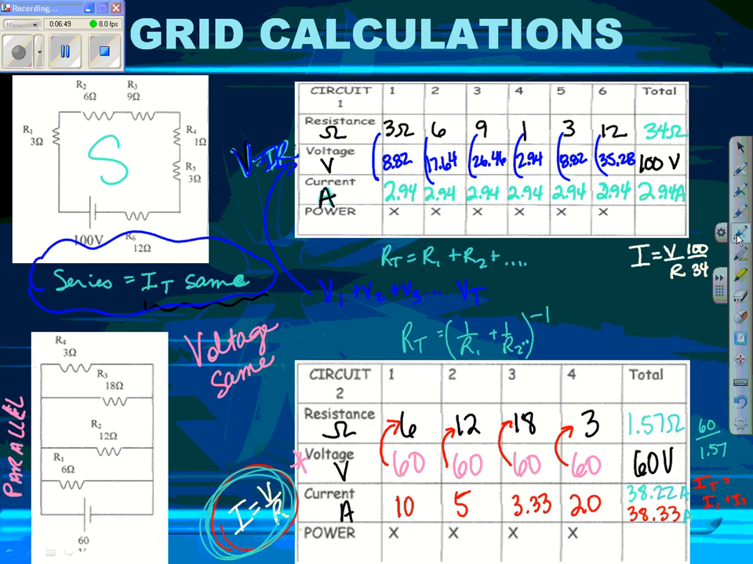Now, what I left off on both of these was the power. So I need to go back and do the power on each one of these. Well, we learned in the last unit that power equals V times I. So you're just going to find the total power by doing the total voltage times the total current. So we're going to take these two right here and multiply them together in circuit 1. So 100 times 2.94 is 294, and that's watts.